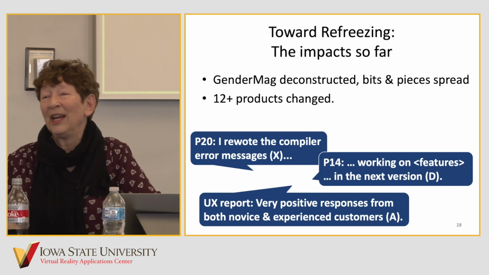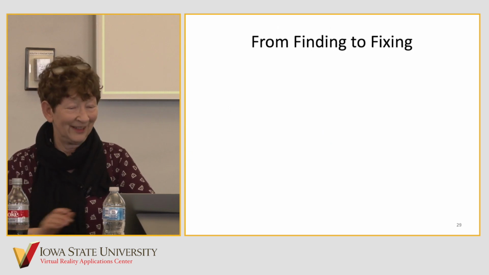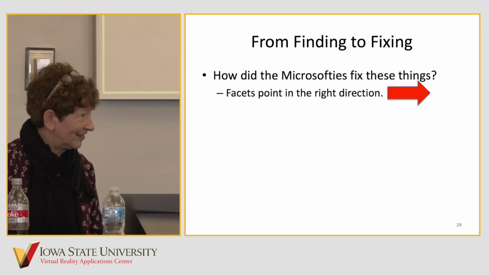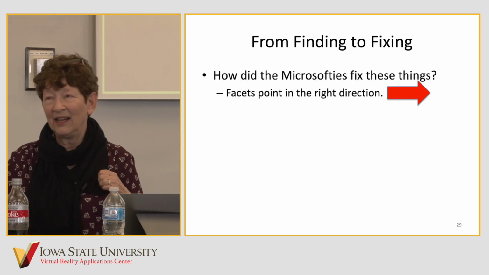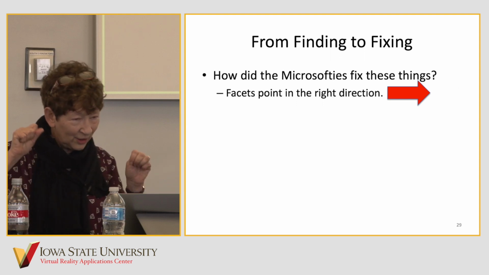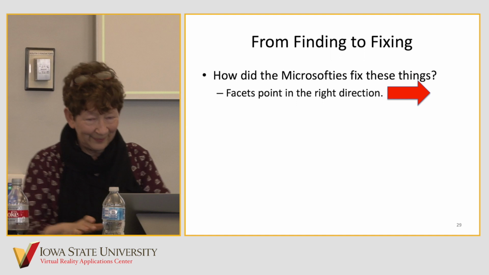So how do you get from finding those kinds of problems to fixing them? The facets point to the fixes. At the beginning, when I said it's really important to write down all the reasons when you're finding these things, those are the things that tell you what to do.